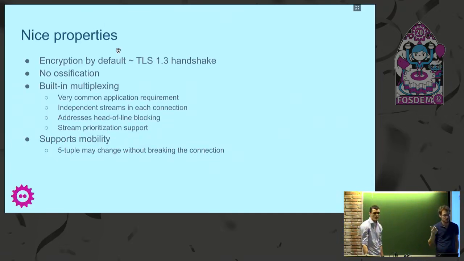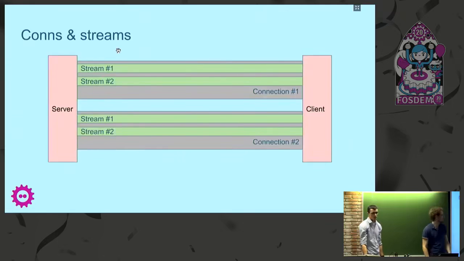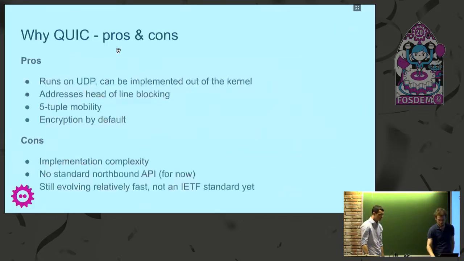Also, a very nice thing is that it supports mobility. So when you establish a connection between two peers and a 5-tuple, you get a connection ID that you're then able to move across IPs and ports. And that should be fairly seamless for the application. So just to recap how things work, when a server and client want to talk, they can open connections, and in every connection they can open different streams, and each stream should be fairly independent from each other.